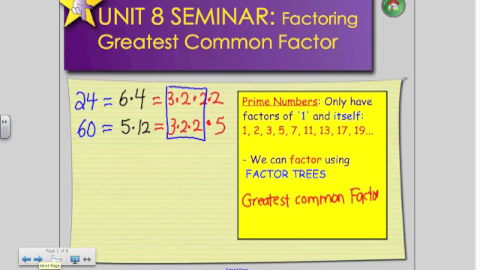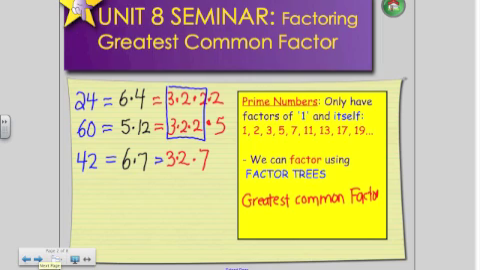Now if I change this question and ask you to find the greatest common factor between 24, 60, and 42, that changes things. First of all, what two numbers multiply to 42? 7 and 6. Good. So 6 times 7. Now my 7 is already a prime number, so we can put that there. But 6 breaks up into 3 times 2.